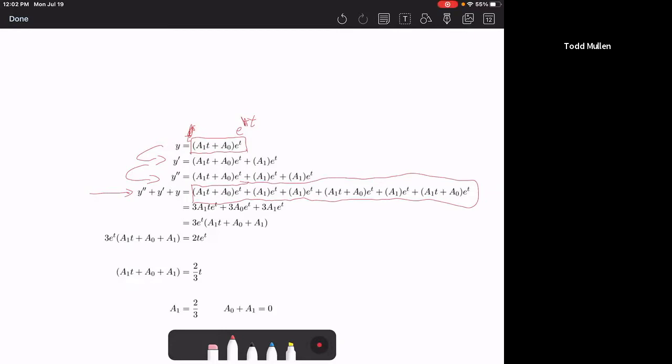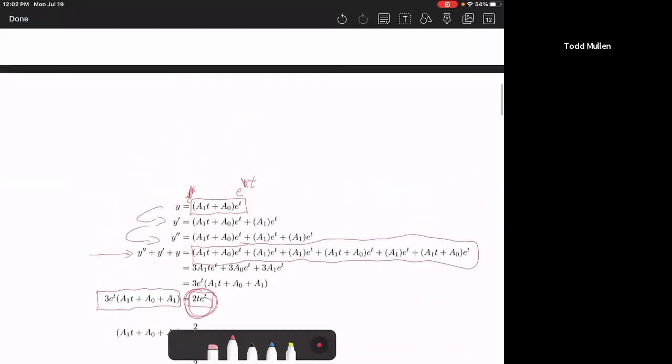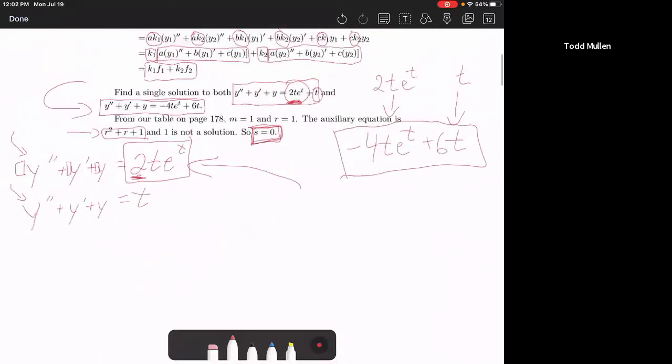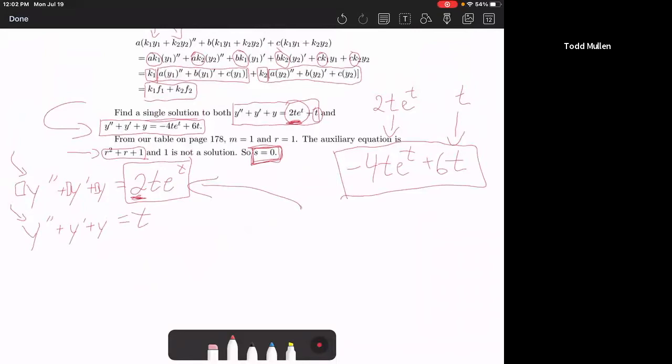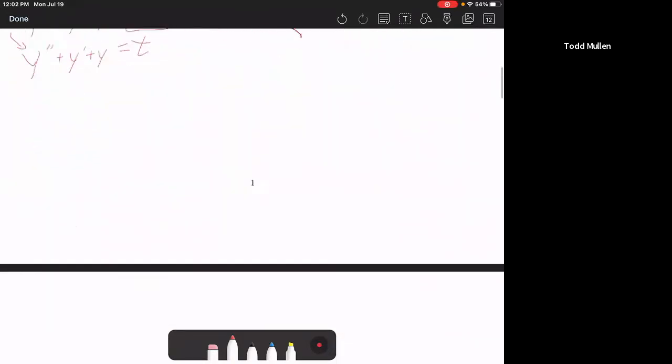Simplify, simplify, simplify. And we get 3e to the t factored out, multiplied by a1t plus a0 plus a1, is equal to 2t e to the t. And recall that this 2t e to the t actually comes from the statement of the problem. Scrolling, scrolling. We decided that the first thing we were going to solve was with 2t e to the t as the right side of the equation. So that's what we've plugged in.